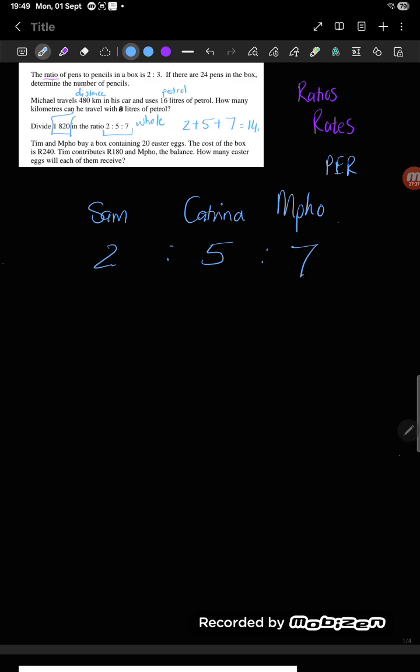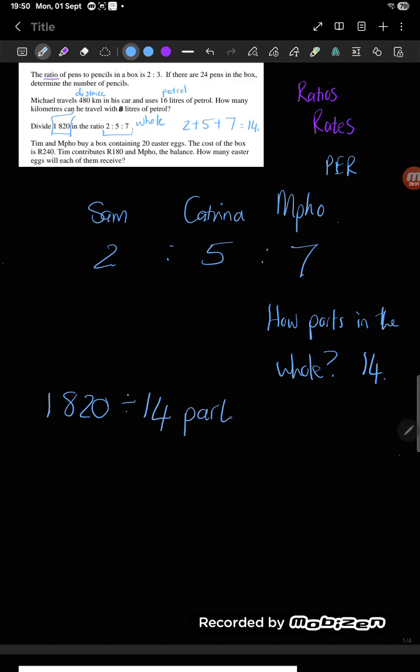What do I do? I find how many parts in the whole. So there are 14 parts in the whole. So I'm going to divide 1,820 into 14 parts. And how many parts am I going to get? How much is it per part? Well, you're going to put that in on your calculator and you're going to get equals 130.